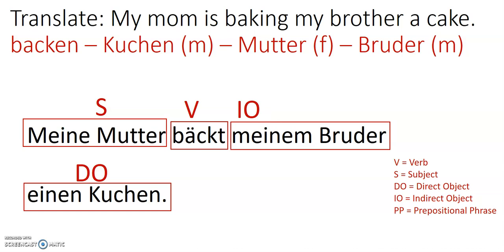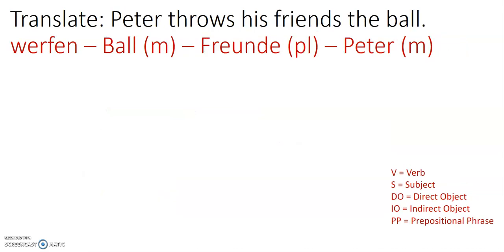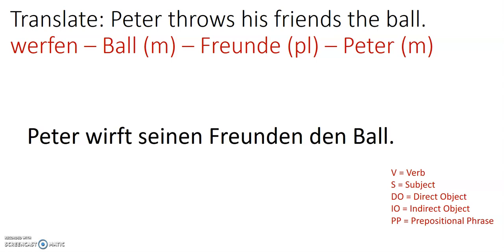Let's try another one. Let's translate, Peter throws his friends the ball. So we're using werfen, Ball, Freunde, and Peter. Try translating it now. Peter wirft seinen Freunden den Ball.